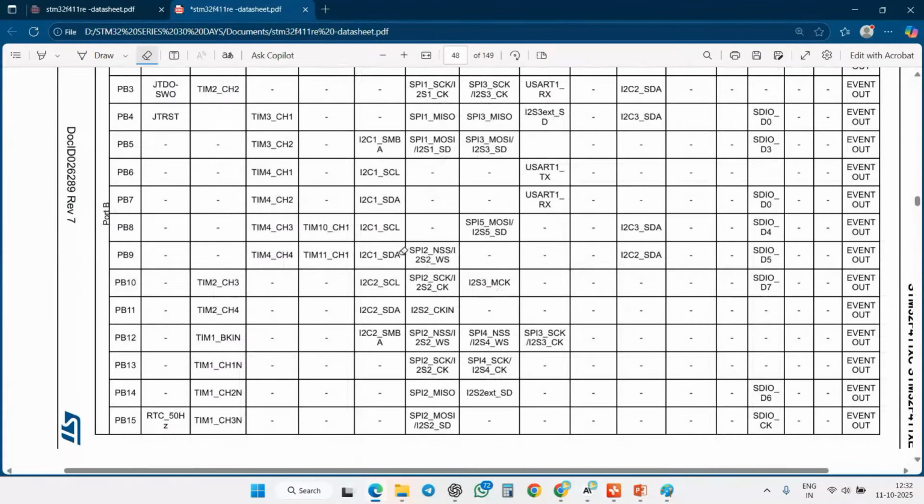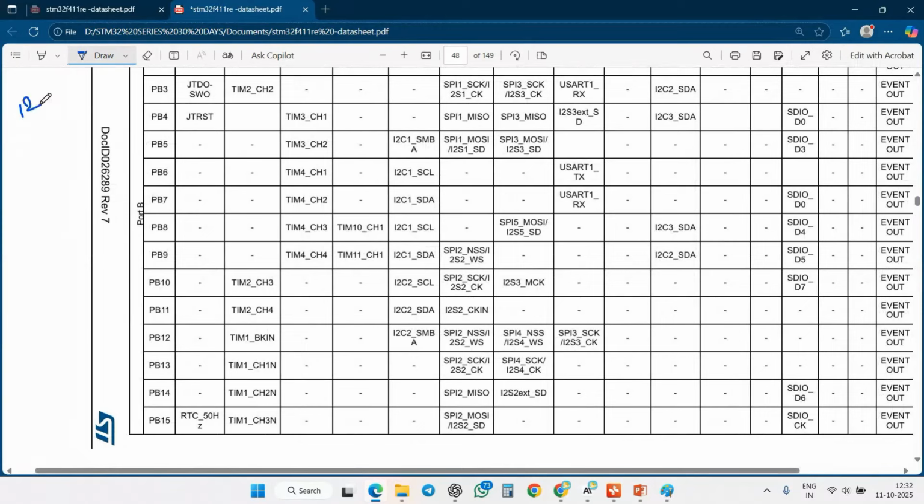Okay, I will take a very easy example. We are going to take I2C. I2C is one of the protocols. In this protocol, there are two pins called the SDA pin and the SCL pin. Through them, you can transfer the data, and it will produce the clock.